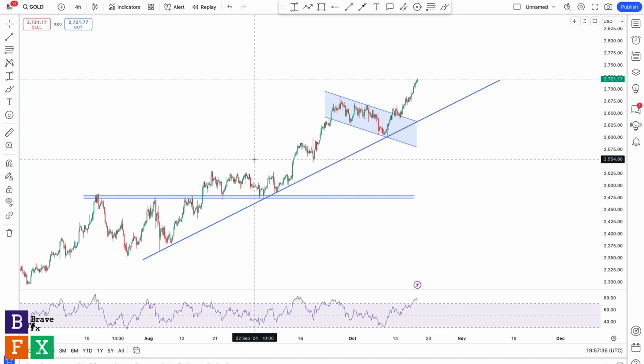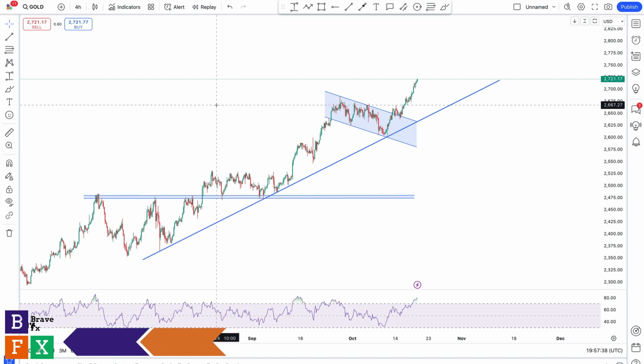So as usual, we're starting with the gold charts, and this is the 4 hours time frame on my screen. So gold chart on the 4 hours time frame, serious bullish trend. We've been following this for a few weeks now, even months, and we've been making serious gains as the price continues to climb higher, right?